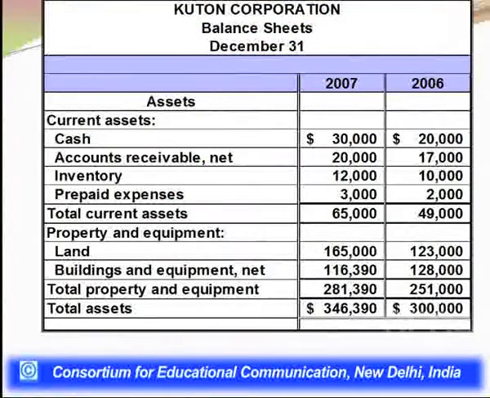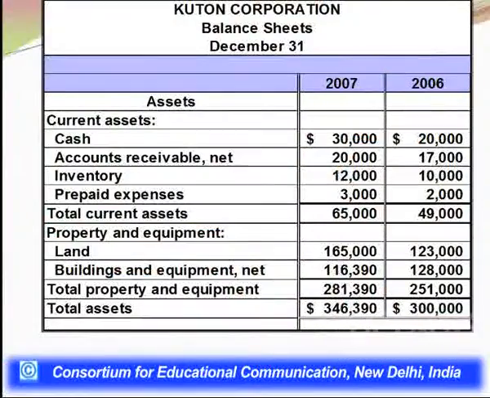So I would want you to have a look at the slide in front of you. We have data for 2 years, 2006 and 2007. For 2006 and 2007, kindly have a look. I'm showing you here assets. Assets are given in 2 parts: one is current assets and the other is fixed assets. So have a look at the slide.